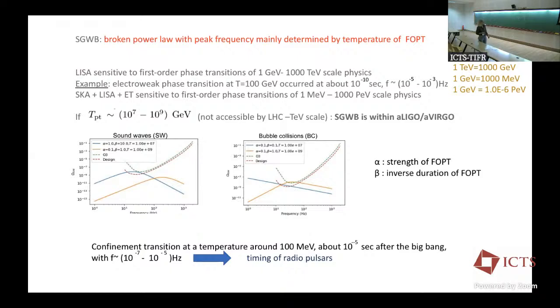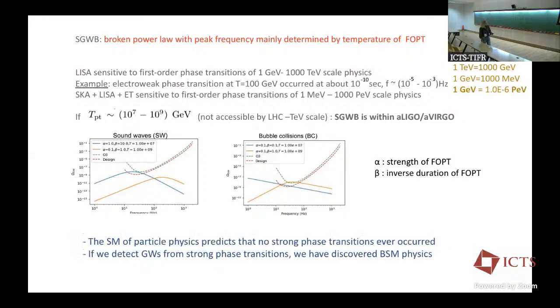For the third observing run, this green line is the power law integrated curve, which means the sensitivity curve, and the red one is the design sensitivity of our detector. Then we have two cases, sound waves and bubble collisions. Depending on which values you have for these two parameters, you might be within the detectability of your detector.